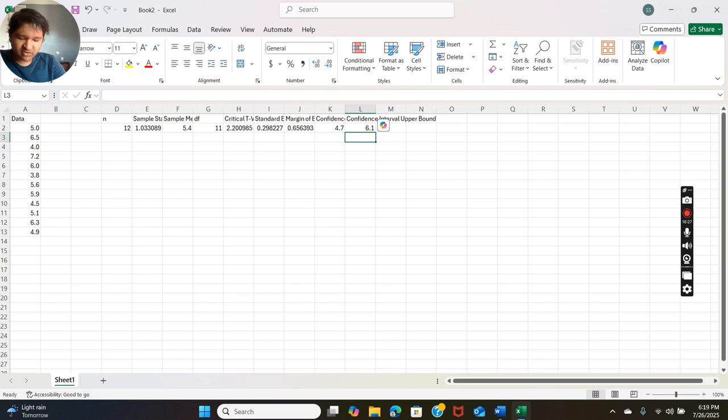We can use arrow keys to read what it is. So I left arrow to go to cell K3. And then up arrow to cell K2, which is the number that we have for the lower bound. 4.7. So the lower bound of our confidence interval is 4.7. And then we right arrow to go to cell L2, which is where the upper bound is. 6.1. So the upper bound of our confidence interval is 6.1, which means that we are 95% confident that the population mean is somewhere between 4.7 and 6.1.